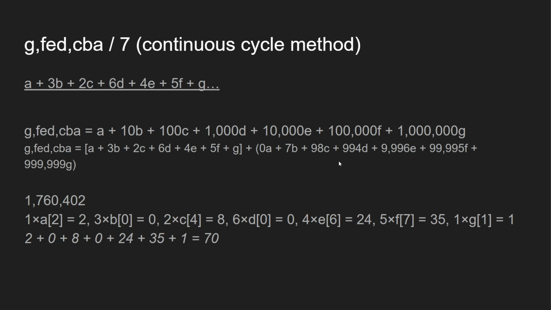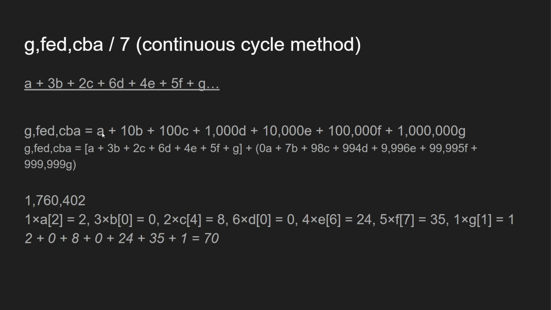This is the continuous cycle method. So, how do we figure out whether or not a number is divisible by 7? Well, this is one way to do it that doesn't require division. A plus 3b plus 2c plus 6d plus 4e plus 5f plus g, and then that continues on. So for g, what's after g? A, B, C, D, E, F, G, H. H would be 3h, I would be 2i, J would be 6j, and so on and so forth.